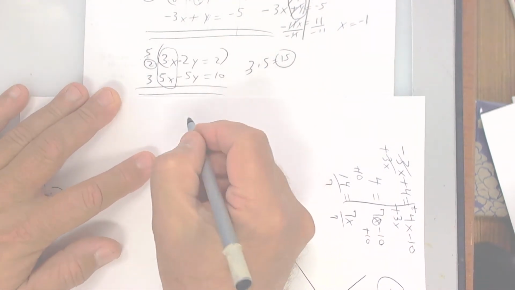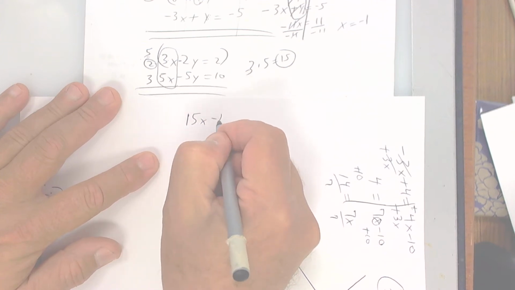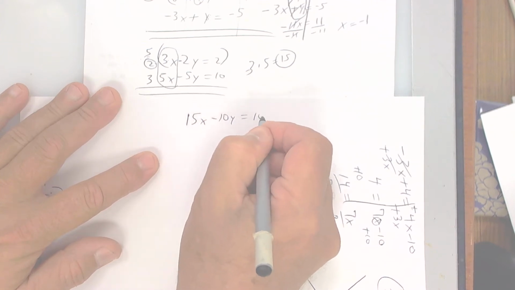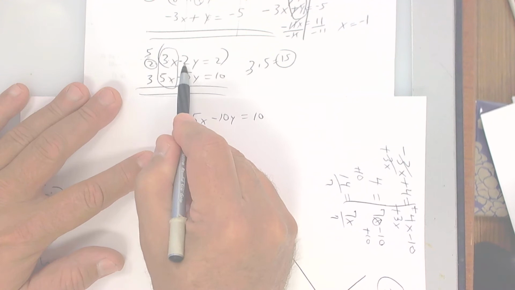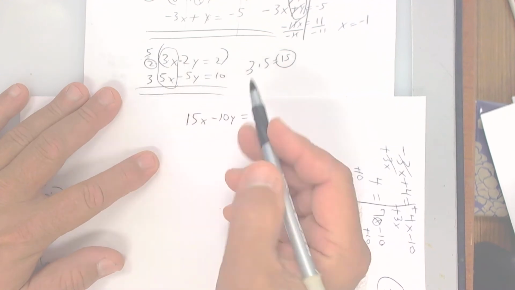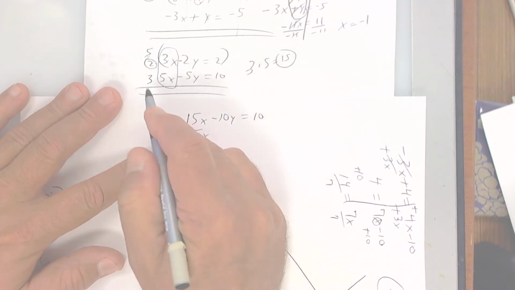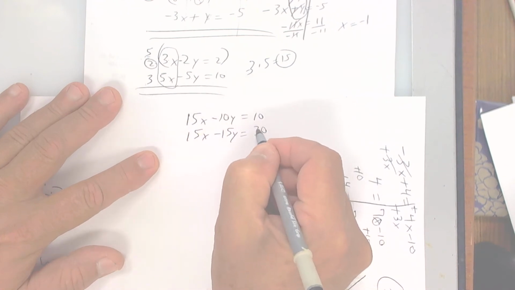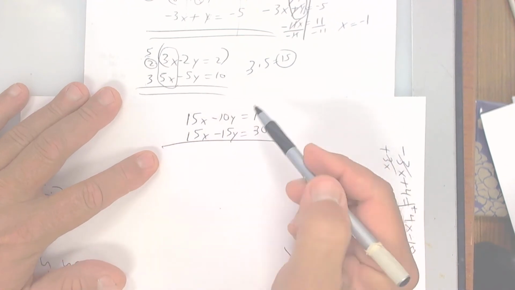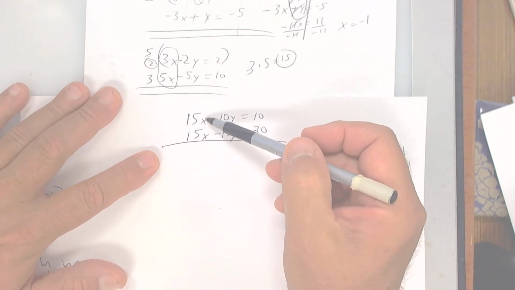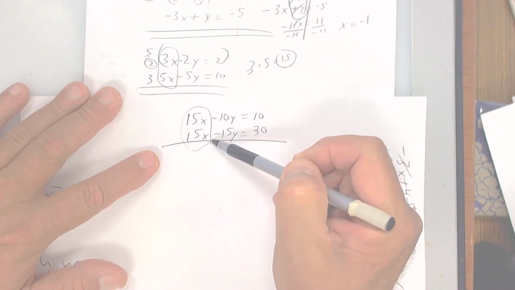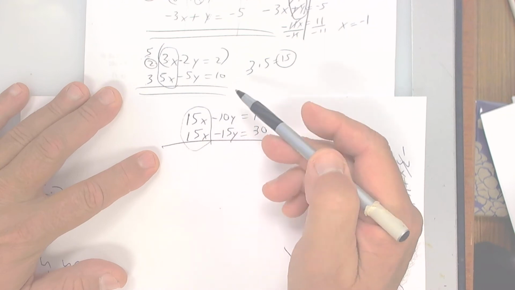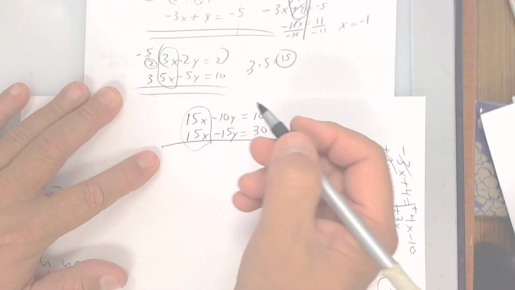So 5 times 3, that gives me 15x minus 10y equals 10. 5 times 2 and 5 times 2. 3 times 5 gives me 15x minus 15y equals 30. But look here. These are the same, but they're not going to cancel. See, one of them has to be a negative. So we probably should have multiplied by a negative 5.